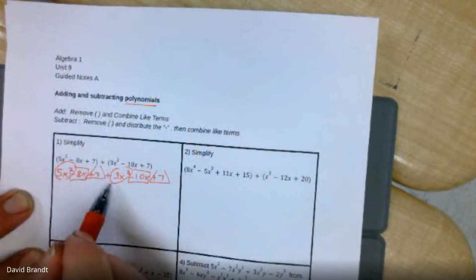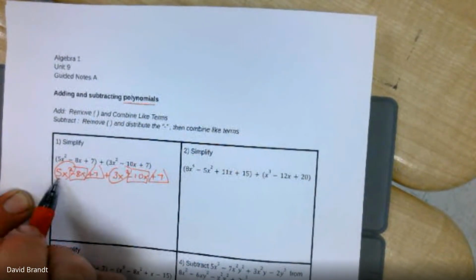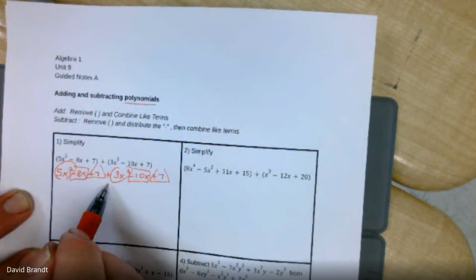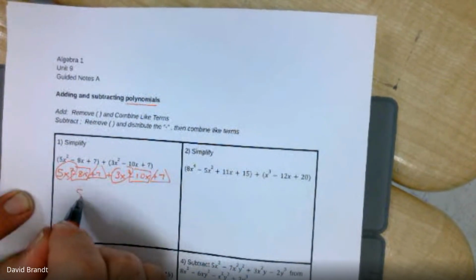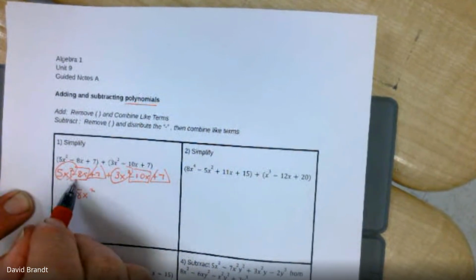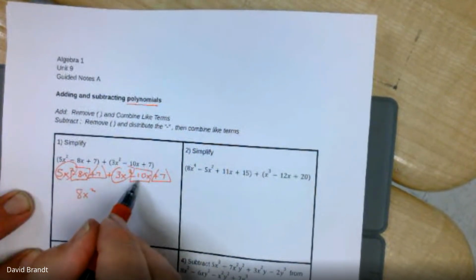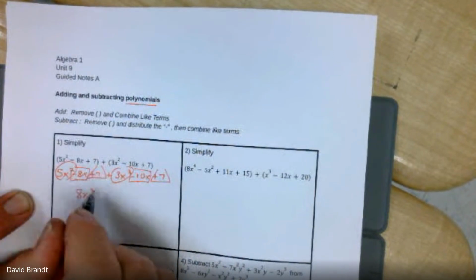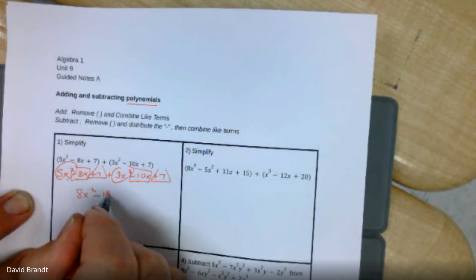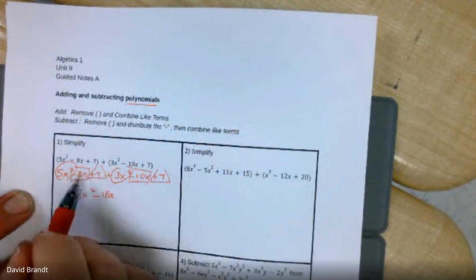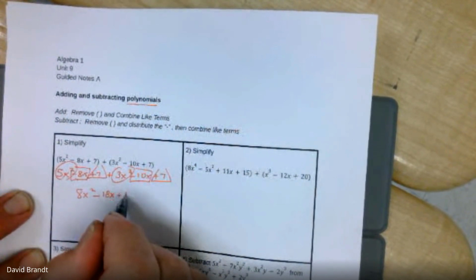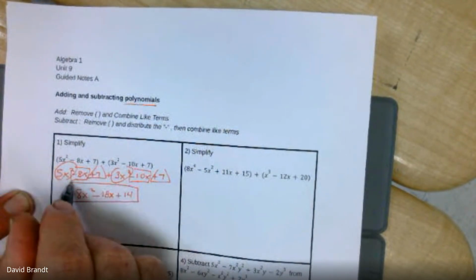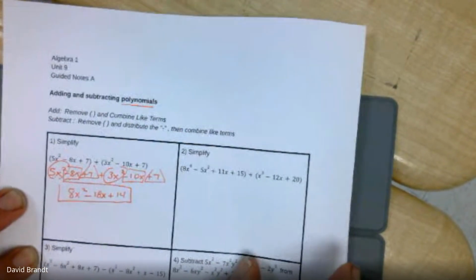All right, so 5x squared plus 3x squared. If you remember your ladder, when you add and subtract like terms, you don't change the exponents. So 5x squared plus 3x squared is 8x squared. Then negative 8x minus 10x, you combine the numbers in front. That gives you a negative 18x, not x squared. You keep the exponents the same. And then 7 plus 7 is 14. So we added those 2 trinomials together and got a trinomial.